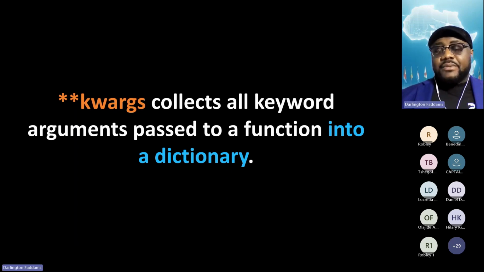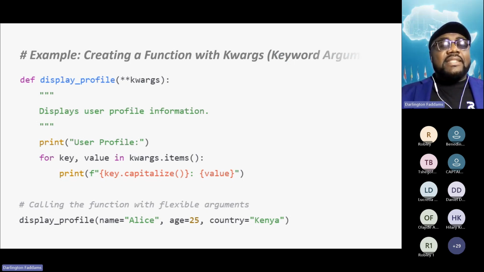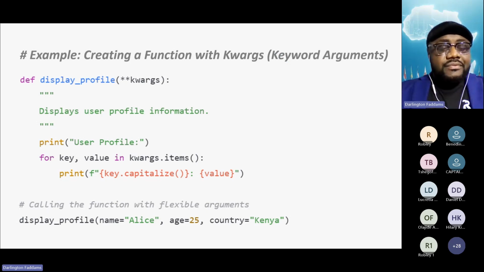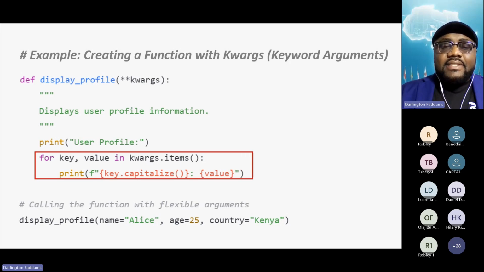Okay, thank you. And so the data that you provided, both the keyword and the arguments, are collected and converted into a dictionary. So anytime you use the double star kwargs, it means that you have to deal with a dictionary. It becomes a dictionary. Thank you, Benedine. It becomes a dictionary. All right.